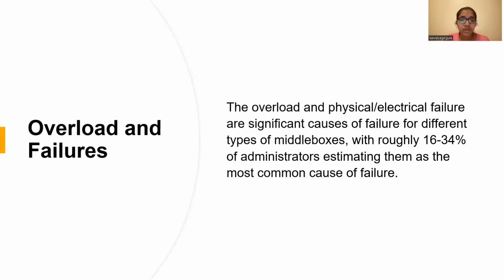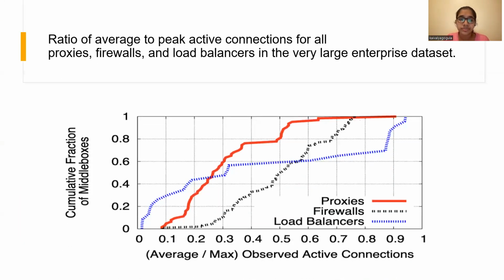Now let's go to the overloads and failures. The overload and physical and electrical failures are a significant cause of the failures for different types of middle boxes, with roughly 16% to 34%. They estimated the most common cause for the failure of the middle boxes.